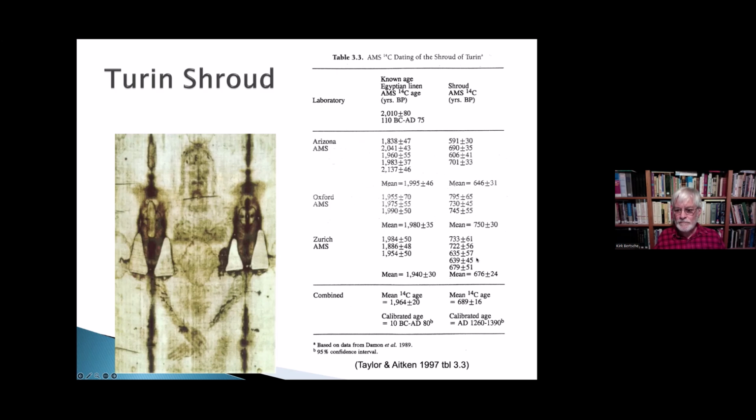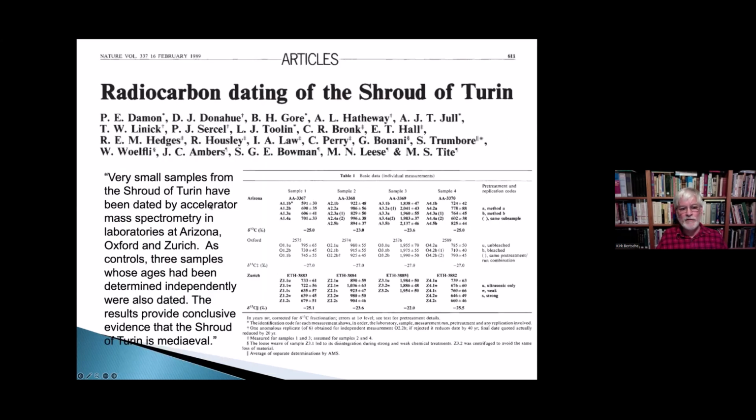So their conclusion was that the material they dated from the shroud was clearly medieval. It was not 1st century. It was like 1400 AD or 1300 AD, something like that. And here's their quote: "Very small samples from the shroud have been dated by accelerator mass spectrometry in these 3 labs. And as controls, 3 samples whose age had been independently determined were also dated. These results provide conclusive evidence that the Shroud of Turin is medieval."